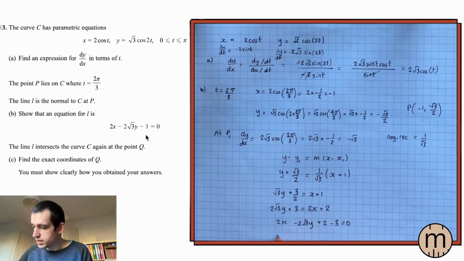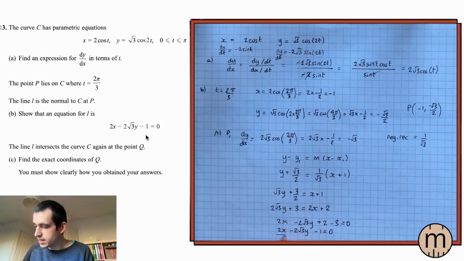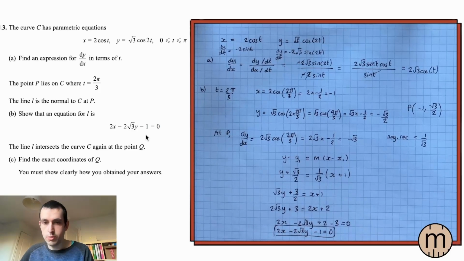I'm just writing that extra step just to show that I've definitely shown what they want me to show. 2x minus 2 root 3y minus 1, just checking it's exactly the same, and it is, so I'll put it in a box.